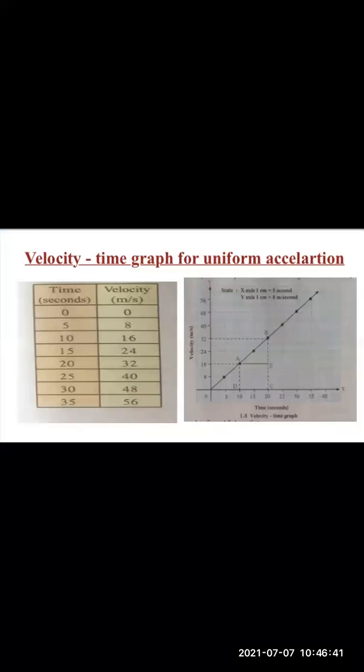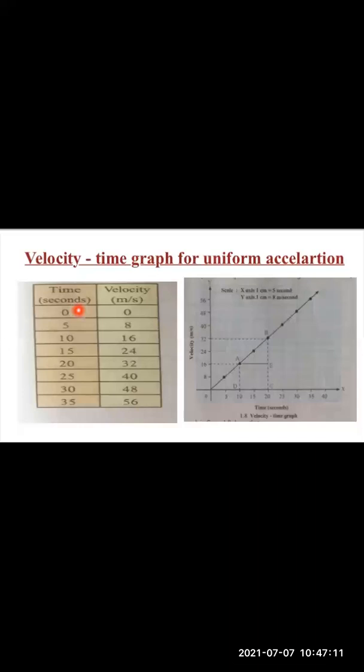See, one activity was left in yesterday's lecture, so I'm taking that activity now. Here you are seeing a velocity time graph for uniform acceleration. On the left hand side of the table, we are seeing time, and the next column is of velocity in meter per second.